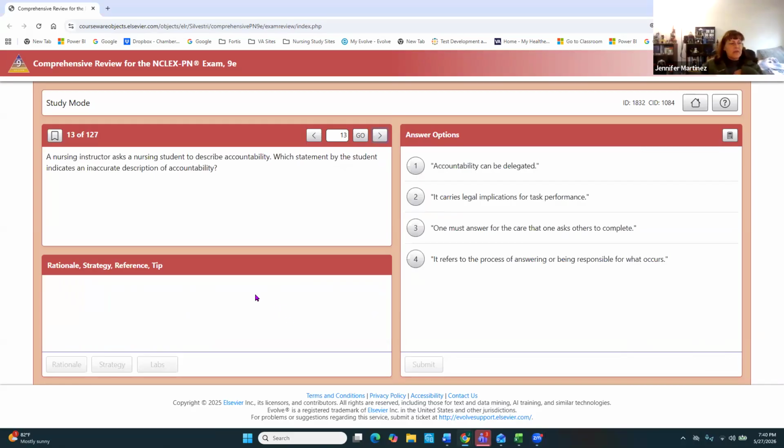Next question. A nursing student asks a nursing student to describe accountability. Which statement by the student indicates an inaccurate description of accountability? 1, accountability can be delegated. 2, it carries legal implications for task performance. 3, one must answer for the care that one asks others to complete. Or 4, it refers to the process of answering or being responsible for what occurs.